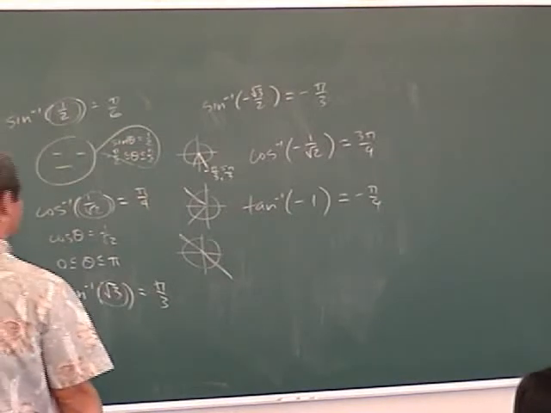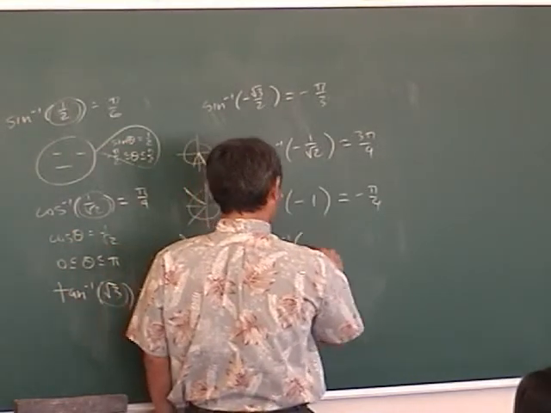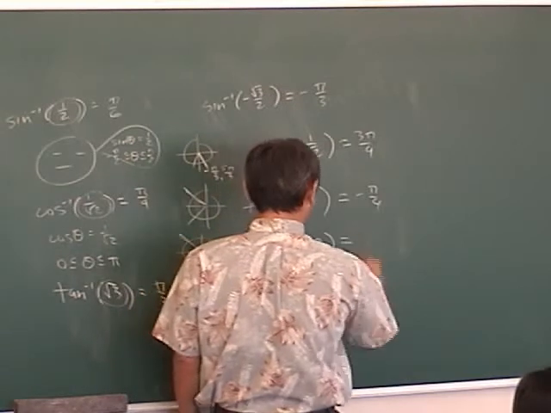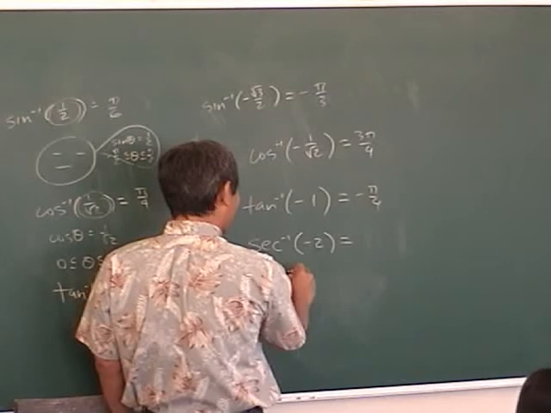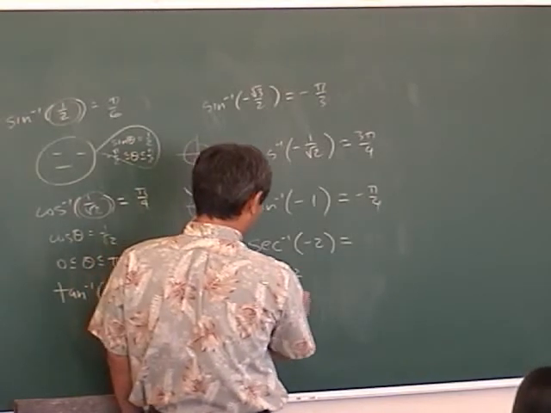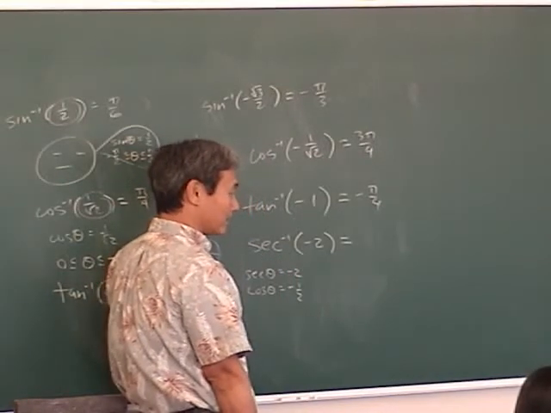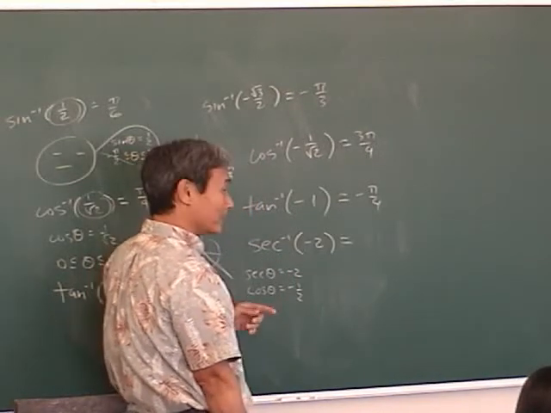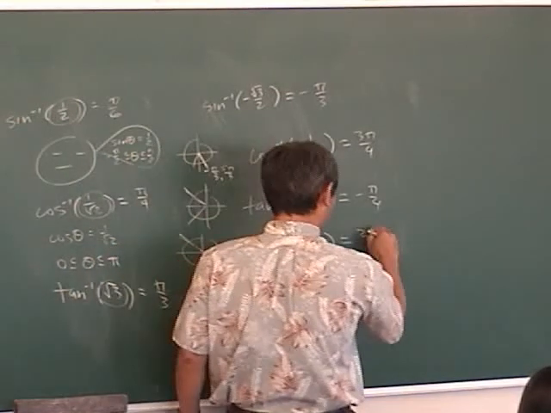Okay? And then of course there are the other ones, like what about this? Secant inverse, let's just do a little more practice, negative 2. Secant of what angle is negative 2? I guess you should be thinking cosine of what angle is negative half then, right? And the answer has to be in the range of secant inverse, which is from 0 to pi, so 2 pi over 3.